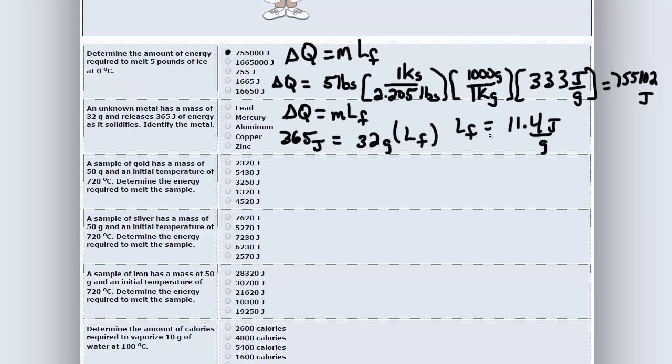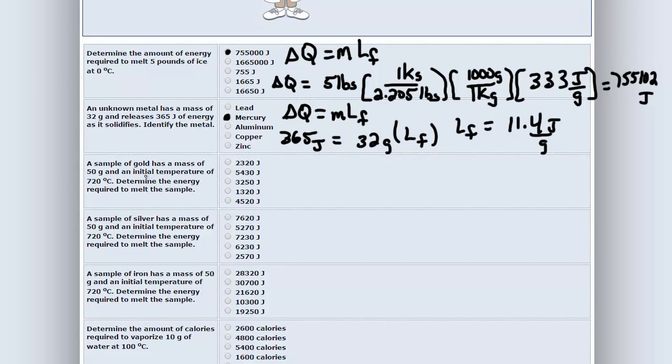Now this is the latent heat of fusion, so we have to go to the data table that you have on the latent heat of fusion and the latent heat of vaporization and find out what material has this specific latent heat. So when you look that up, you'll find that that is the latent heat of fusion for mercury.